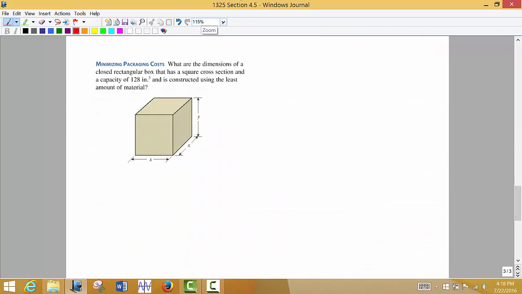All right. Our last problem here is working with minimizing packaging cost. So let's look at this problem. It says, what are the dimensions of a closed rectangular box that has a square cross-section and a capacity of 128 cubic inches, and we want to construct it using the least amount of material? A capacity of 128 cubic inches is describing the volume. So the volume is 128 cubic inches.